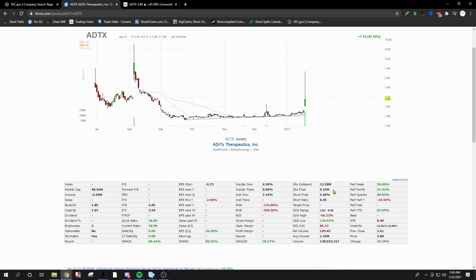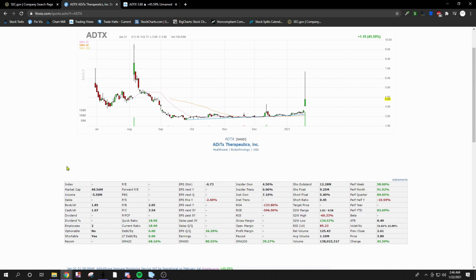You don't want to have a 15 mil float and 150 mil shares outstanding. That means a lot of institutions own that at a lot cheaper prices than you're going to be buying it. And that's scary. Okay, so we kind of went over that quickly. I feel pretty confident in that description. So let's go over to the market cap.